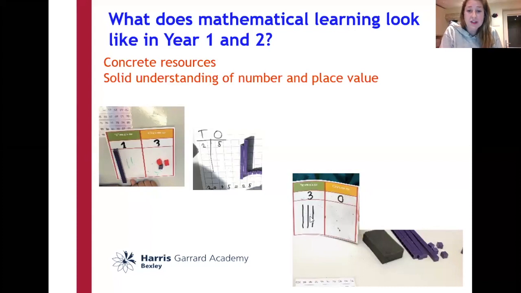Also down here, we've moved into the third picture along, we've moved into the pictorial. So now we've moved them off the deans. They don't need the physical resources, but they can draw it. And that's really important. And we'll talk to you about why in a moment.